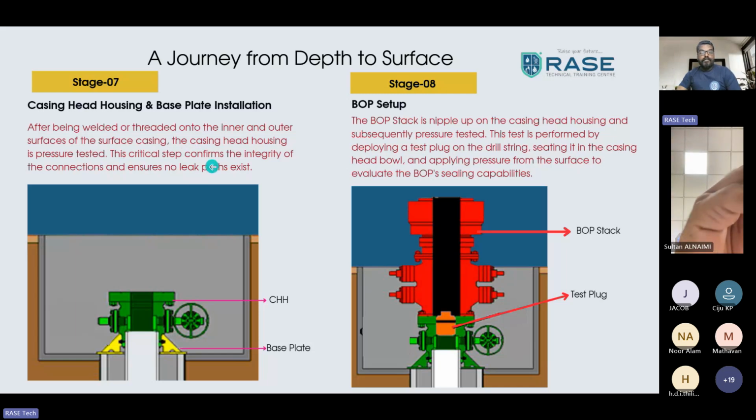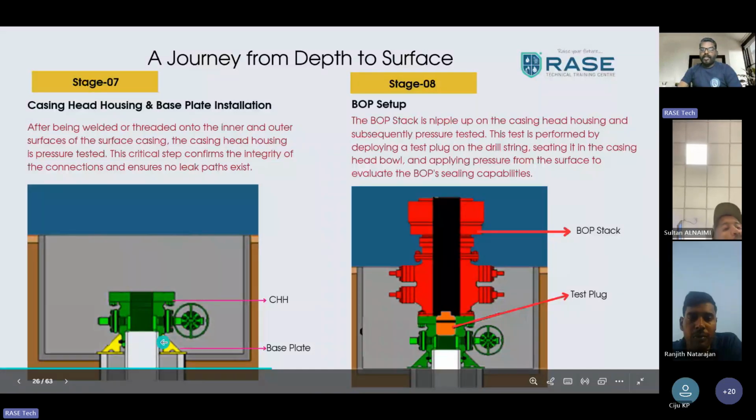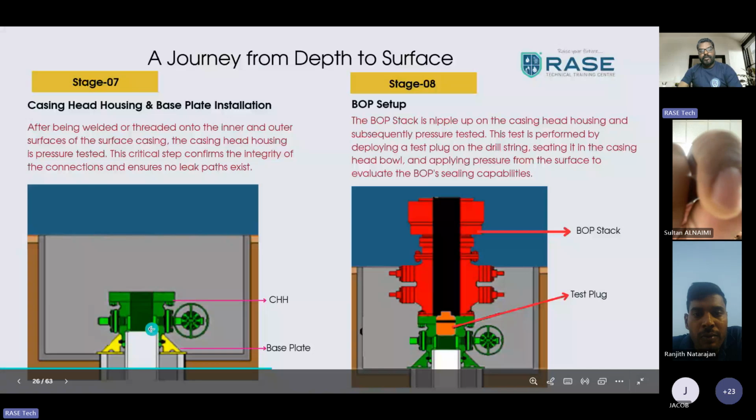The critical step is to confirm the integrity of the connection to ensure there are no leak paths. You have to weld it here, or use any type of system, any type of casing head housing and casing head, so the procedure will change. As per the procedure, you have to make sure of the integrity of the welding, the threads, the clamp, the slides, whatever. This is stage 7.